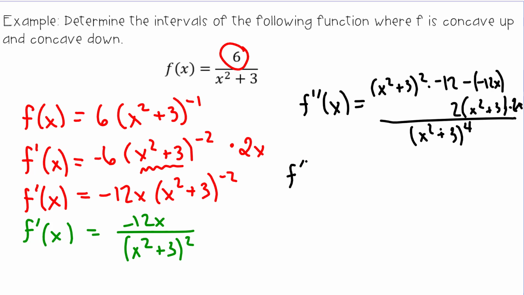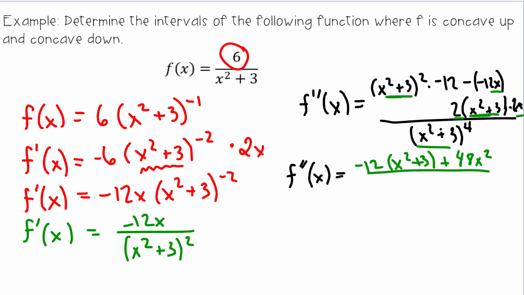Okay, I need to make this look a little nicer, so f double prime of x equals, and if I look at all three terms, because all three terms have an x squared plus 3, I can get rid of one of the x squared plus 3's. So I now have negative 12, there's still one x squared plus 3 left here, and then this becomes a plus sign. So plus, I have 12x times 2 times another 2x, and I end up with 48x squared all over x squared plus 3 to the 3rd.